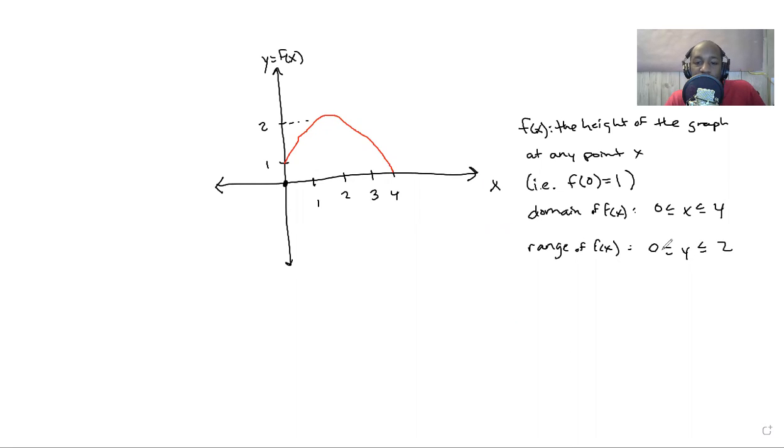Y is between 0 and 2. Okay. And so make sure you look at that carefully to see that this is indeed the range. All right, good. So I just wanted to do that to illustrate a function graphically and help you to see the domain and the range and to see that f of x, how it's associated with x and how it is actually the same thing as y.